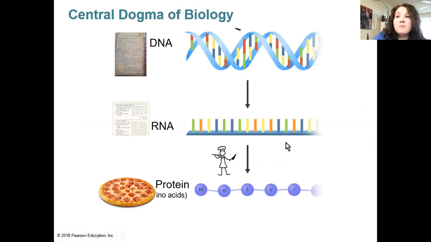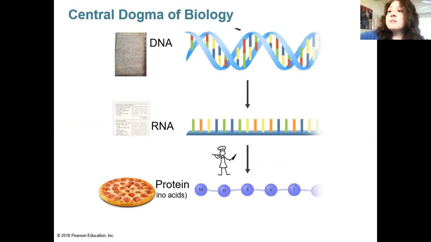The central dogma of biology just shows the flow of information from DNA to RNA to protein. And a cell can do 2 things with its DNA. It can either use its existing DNA as a template to make more DNA. That's DNA replication. That's what we learned about last time. Or it can use its DNA to make proteins.